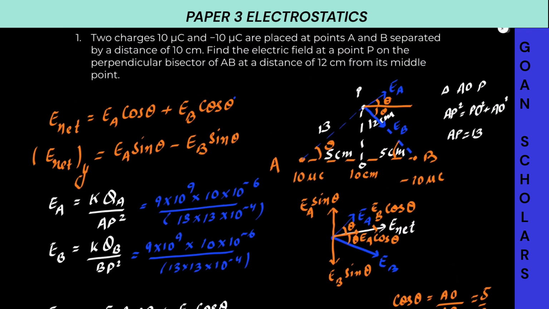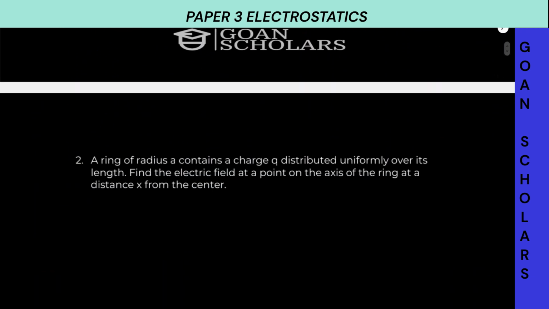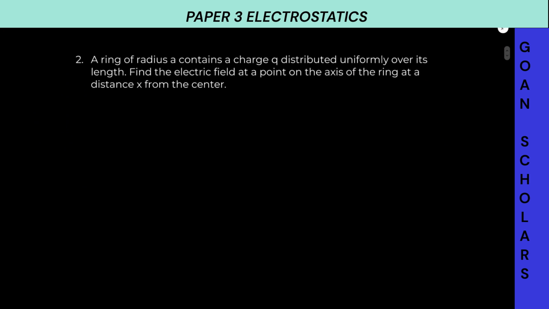Okay, I hope this is clear. Let's move to question number 2. Question number 2 says: a ring of radius A contains a charge Q distributed uniformly over its length. Find the electric field at a point on the axis of the ring at a distance of x from the center. So let me make here a perfect circle.